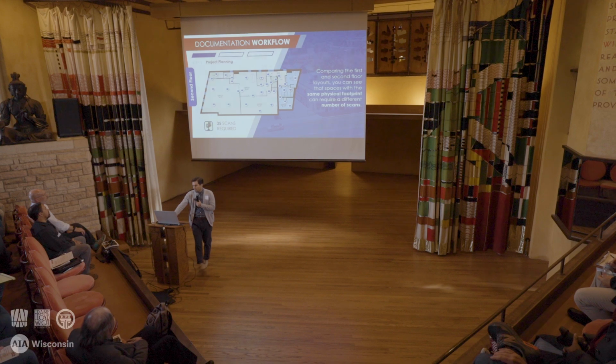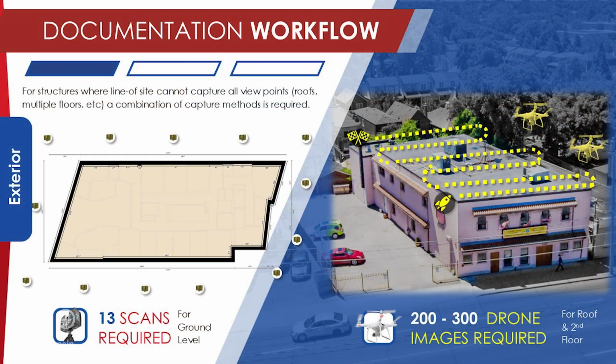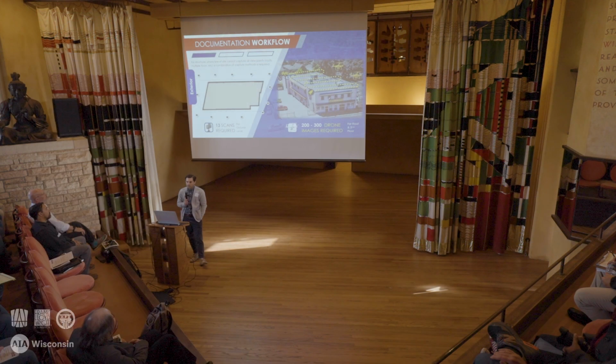And then for exterior scanning, may seem a little bit counterintuitive, but again, because of the good line of sight that you have, only 13 scans to get around the perimeter of this building. So exterior scanning can be a quicker process than really going through and getting every square inch of the interior of a building.